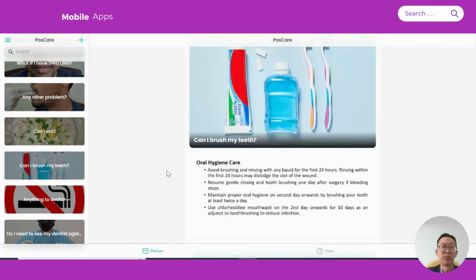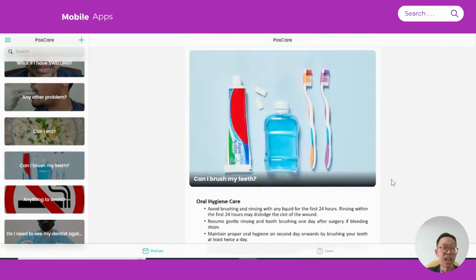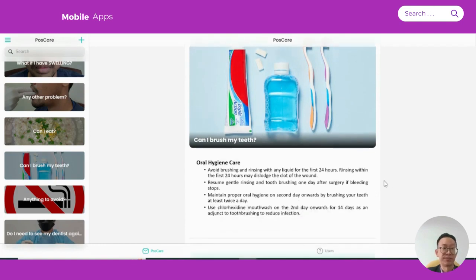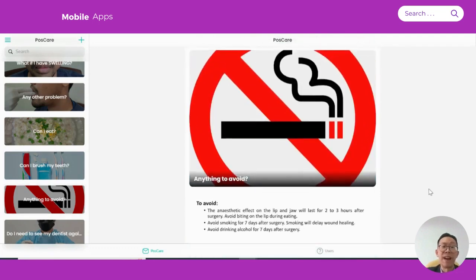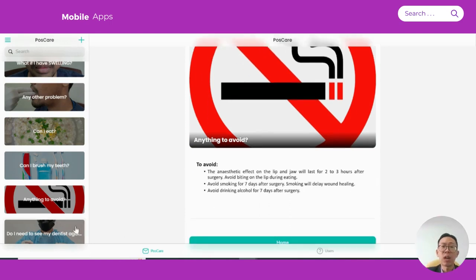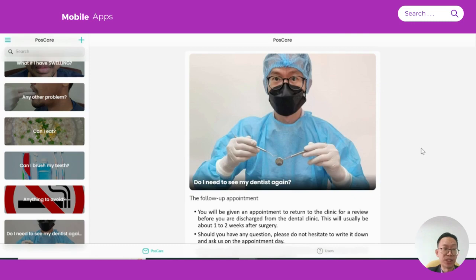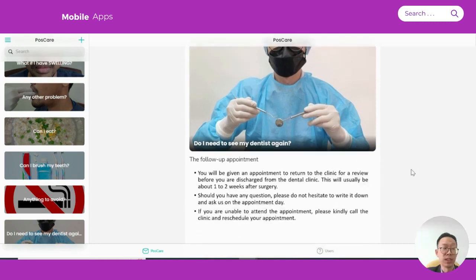Oral hygiene instruction is very important for patients to self-care the extraction socket to prevent further infection. The PosCare app will advise the patient to refrain from smoking or drinking alcohol because these habits can delay wound healing. A follow-up appointment will usually be given for patients to return to the dental clinic for further review of the wound healing.